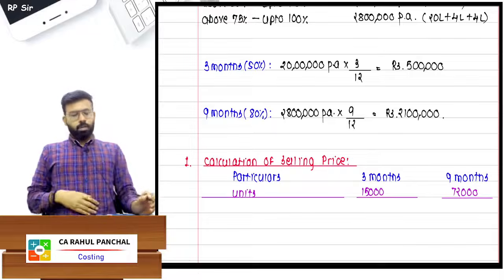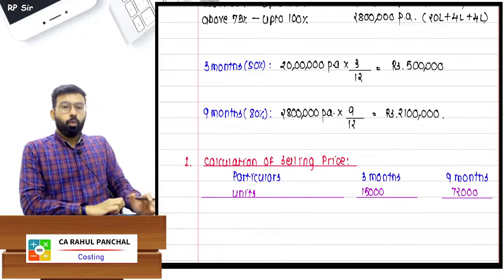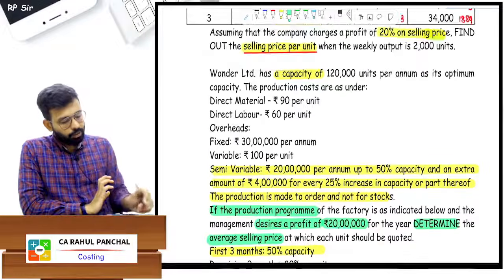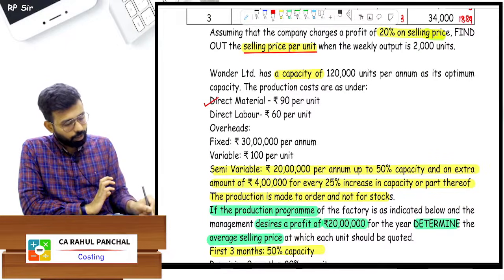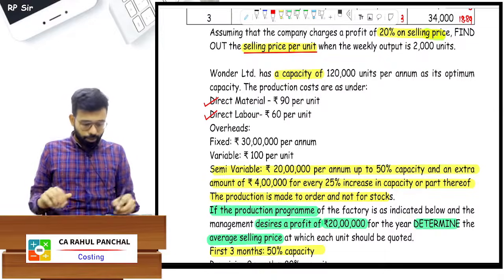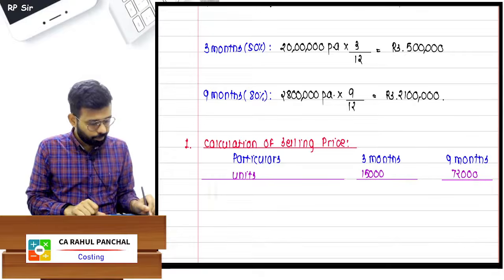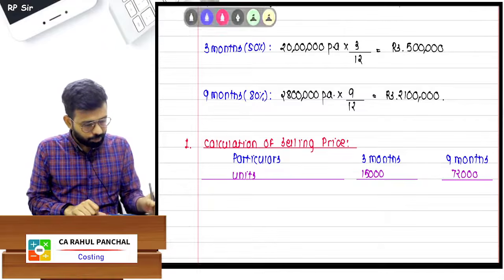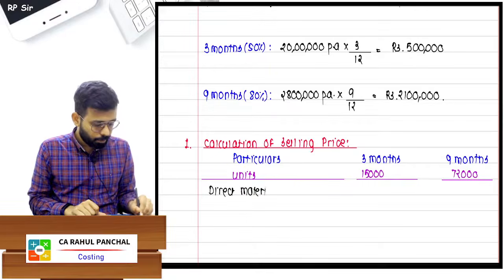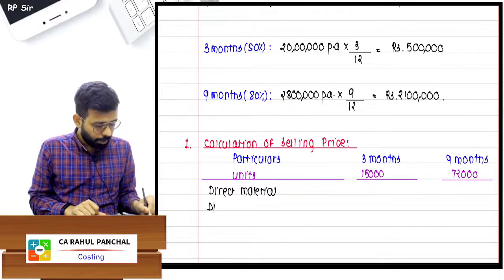So now, what are the costs that we will incur? So the first cost which will be incurred is material cost, and there will be a labor cost. So first please write it down, then you will get prime cost, direct material, direct labor. Okay, so first write down this direct material, direct labor.